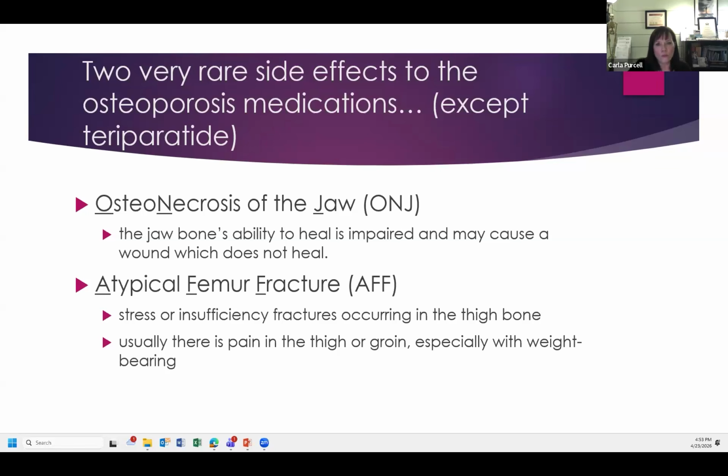We make all the bones stronger, and sometimes the thigh bone can get a little bit too strong. This bone can break. It's a terrible side effect. It is unusual, but it's there.